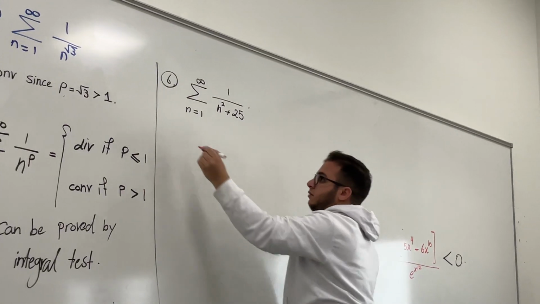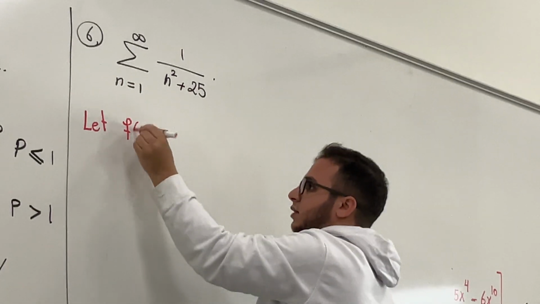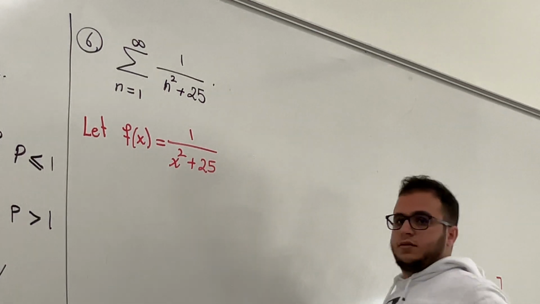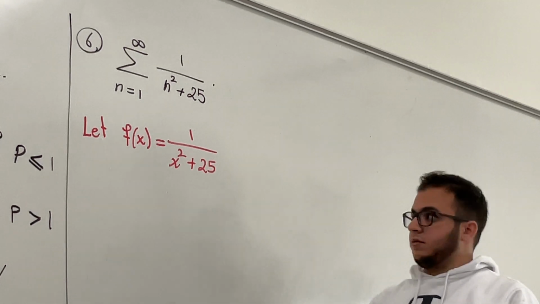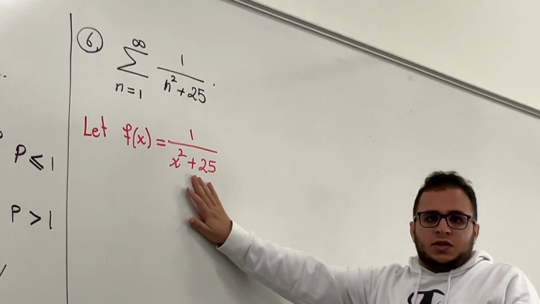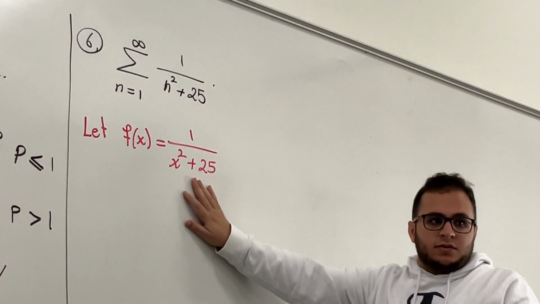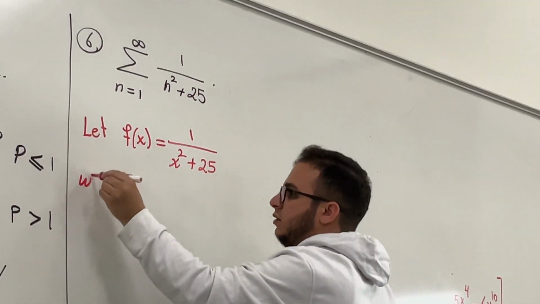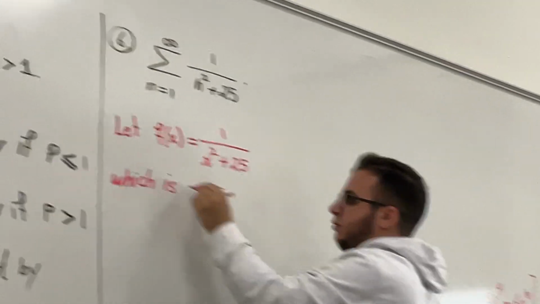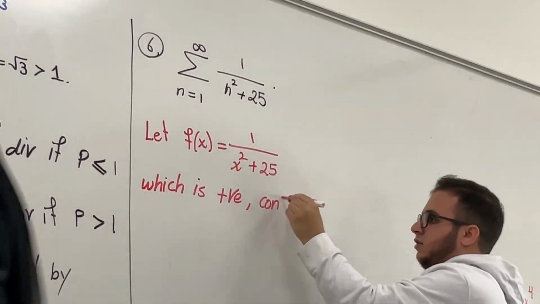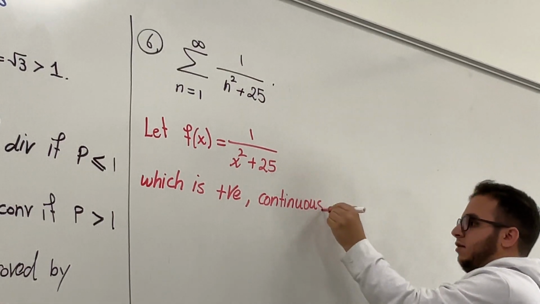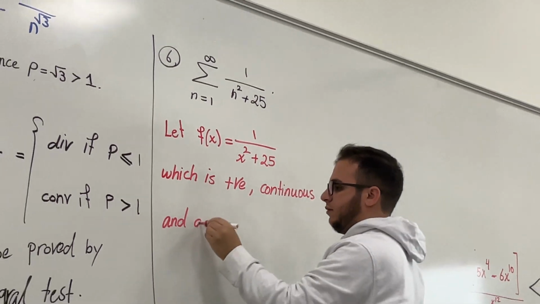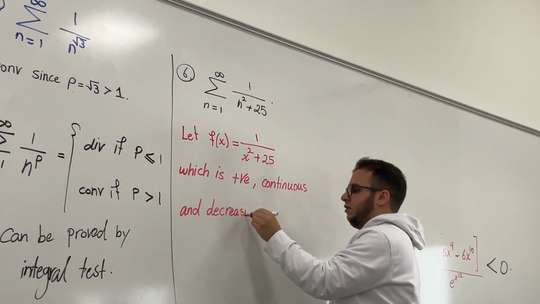So let f of x equal 1 over x squared plus 25. Is this continuous? Is there any number you plug in and get 0 here? No. Is it positive? This is always positive, this is positive, so yeah, it's positive, continuous, and it's decreasing. Let's check.